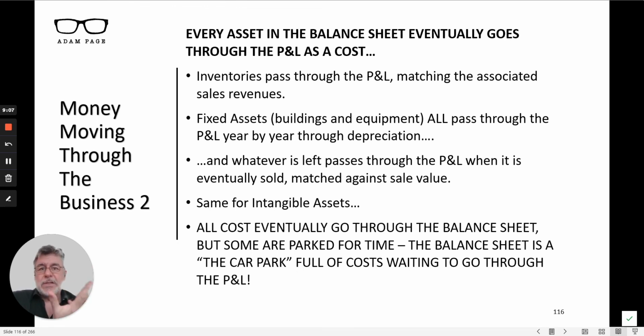Fixed assets, buildings and equipment, long-term assets, all eventually go through the profit and loss account, either by depreciation, a little bit each year, or amortization, or through selling the asset. In the end, it all goes through the profit and loss account as a cost. Same for intangible assets, that's intellectual property rights, for example, amortized or eventually sold. So we can see the balance sheet as like a car park full of costs waiting to go through the profit. And so that's how we visualize the cash flows running through the business.